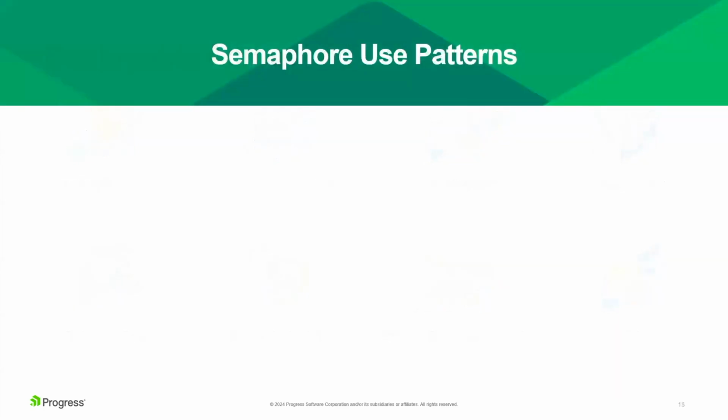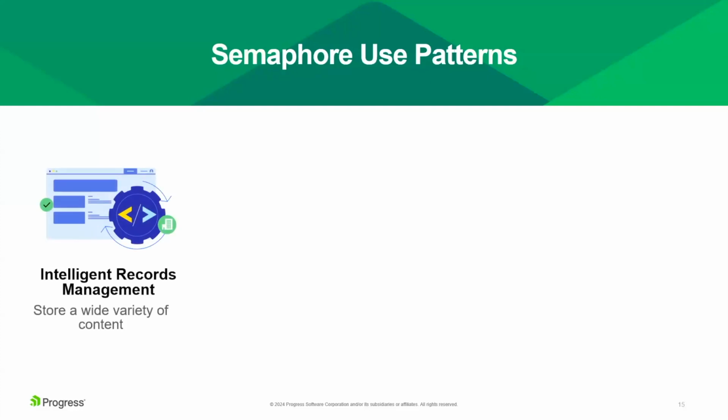A use pattern is a common theme across Semaphore deployments. They are not use cases until you bind them to an industry vertical and into a business process, but they define general uses of Semaphore in different applications. And the 4 most important ones for considering when we're looking at SharePoint integration are as follows.